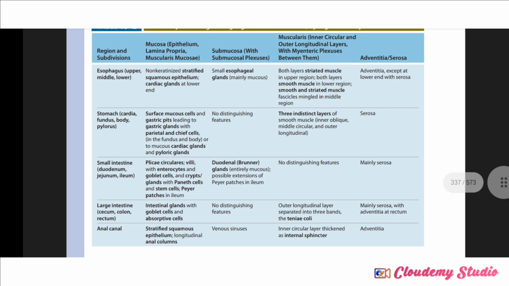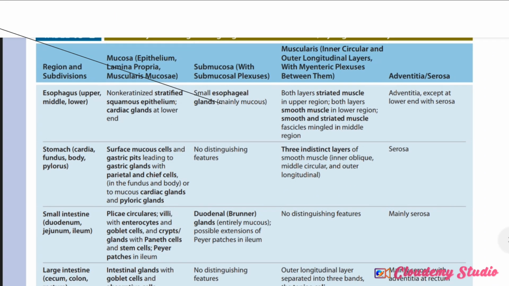Now, the esophagus itself is made up of what? Is made up of non-keratinized stratified squamous epithelium. You understand? Non-keratinized stratified epithelium with few lymphoid tissues. They have few lymphoid tissues, you understand?